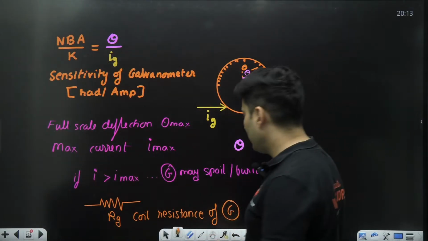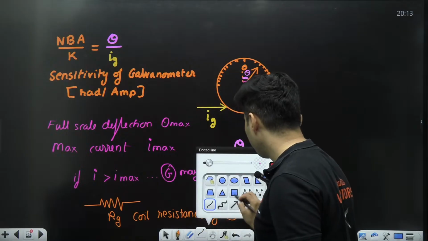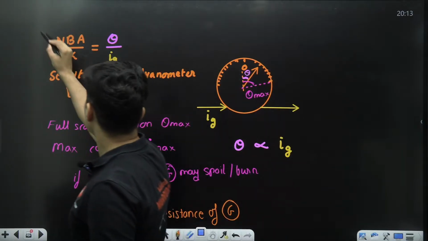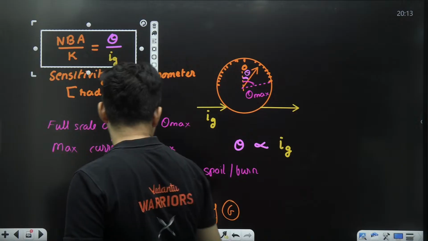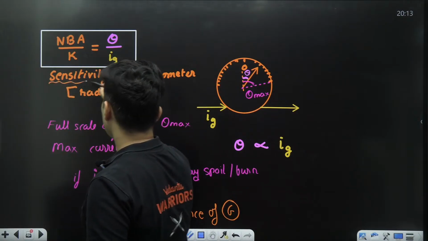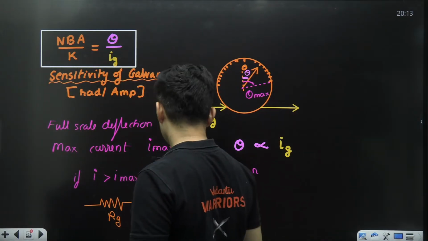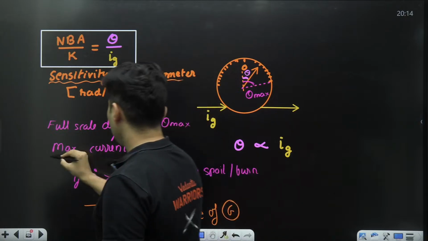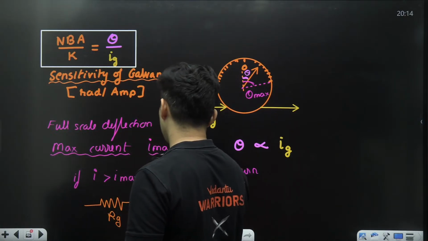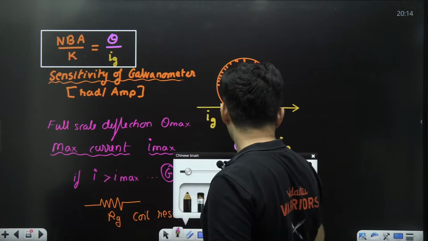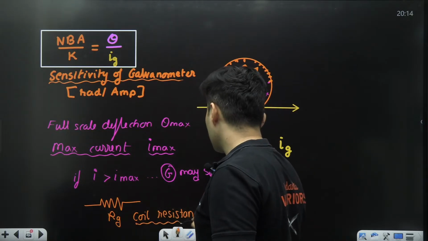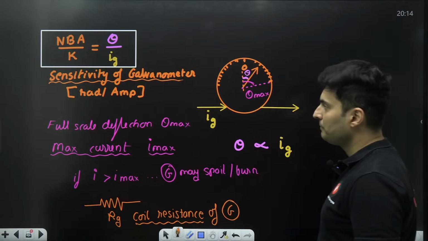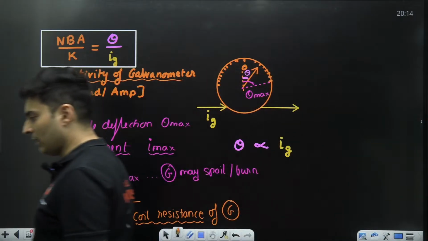Are all these pointers clear, my dear students? Shall we go ahead? This was your sensitivity of the galvanometer. This was maximum current, which is Imax, and this is your coil resistance of the galvanometer. All these are important parameters.